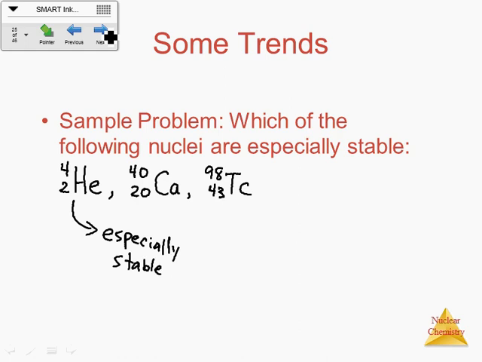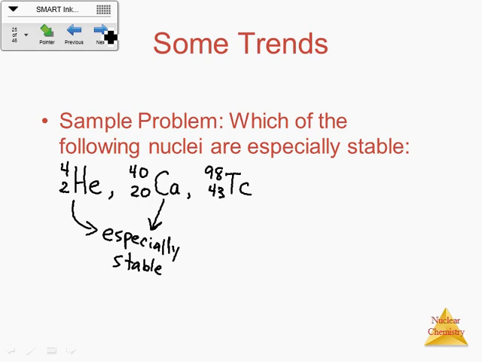Calcium-40, with 20 protons. Okay, so again, 20 I think is one of the magic numbers here. Let me make sure. Yep. So 20 is again one of the magic numbers, and it has an even number of protons and neutrons. So this one would also be especially stable.